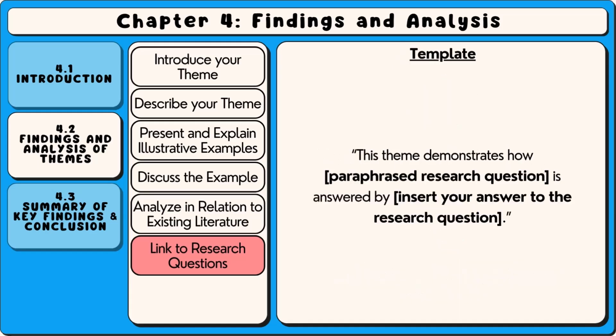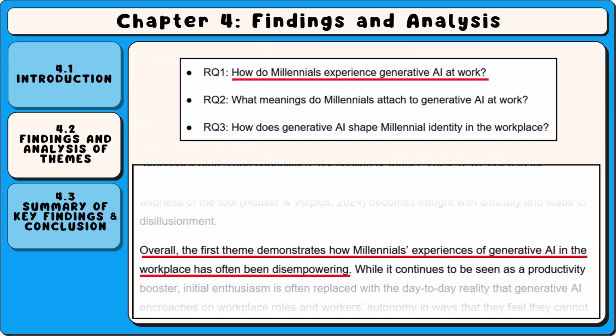This theme demonstrates how, and then insert a paraphrased research question, is answered by, and then insert your answer to the research question. In the example, the research question is, how do millennials experience generative AI at work? The conclusion to the theme reads, overall, the first theme demonstrates how millennials' experiences of generative AI in the workplace have often been disempowering. Here, it is showing that you are answering the question titled, how do millennials experience generative AI at work, by stating that generative AI is a disempowering experience for millennials.